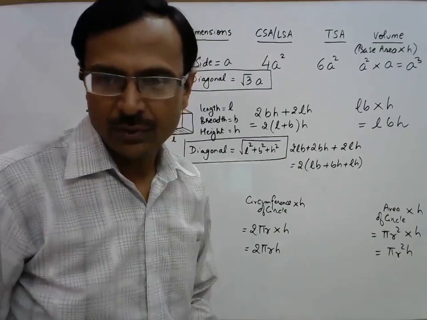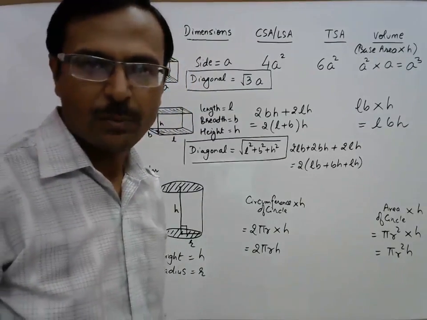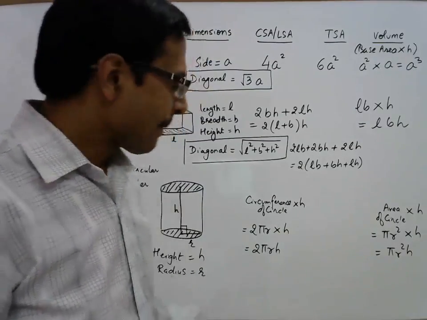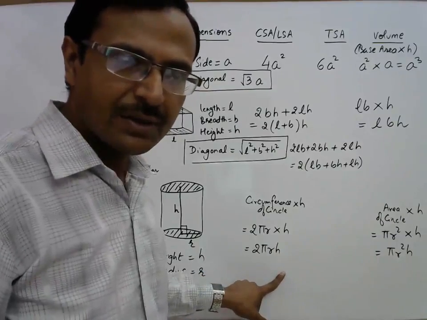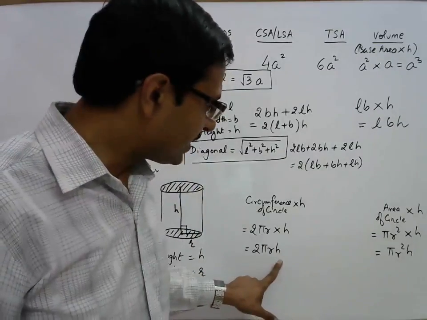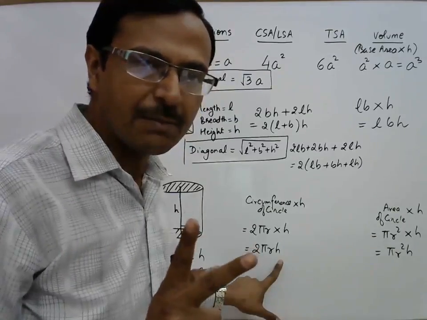Viewers, please don't get confused on these two formulas. This is a very common mistake made by students. In 2 pi rh, there are only two variables, r and h. So in area, only two things are multiplied.